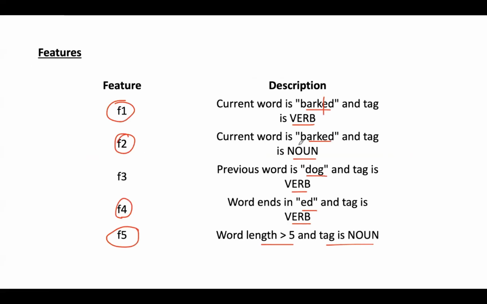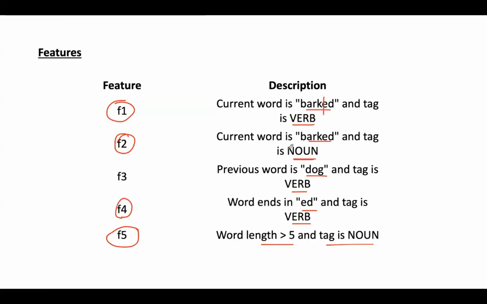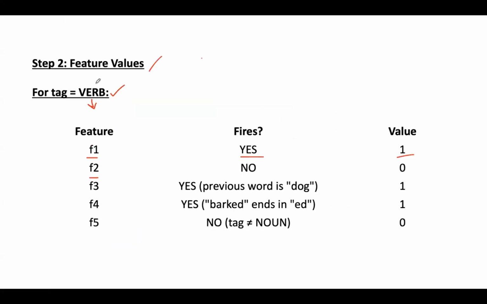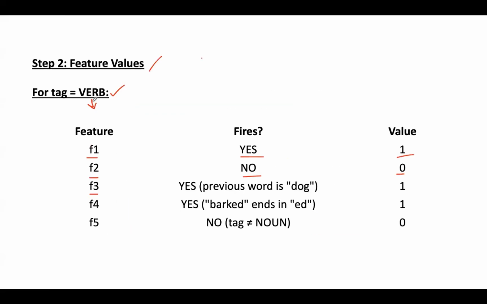Here we are giving the POS tag noun to the word barked, but in this case we are saying that verb is assigned to barked. So there is no match. Here we are considering it as noun, but here we are checking for verb. As there is no match, this feature won't fire and the value 0 will be assigned to that. Then moving to F3. The F3 feature is: we are taking the previous word dog and the tag is verb. So here we are doing it for the tag verb. The previous word is dog. So yes, it fires and the value 1 will be assigned.